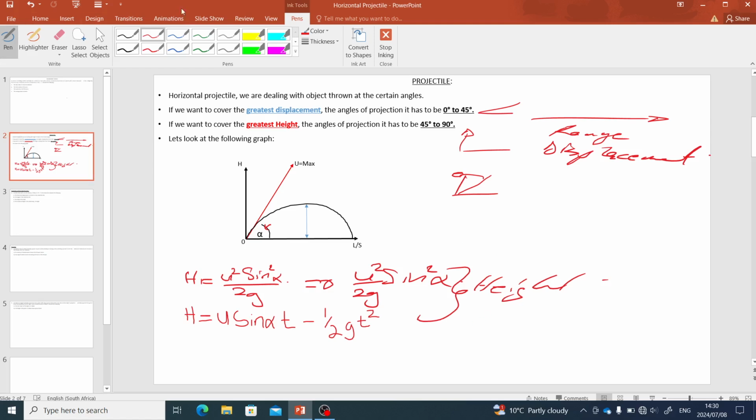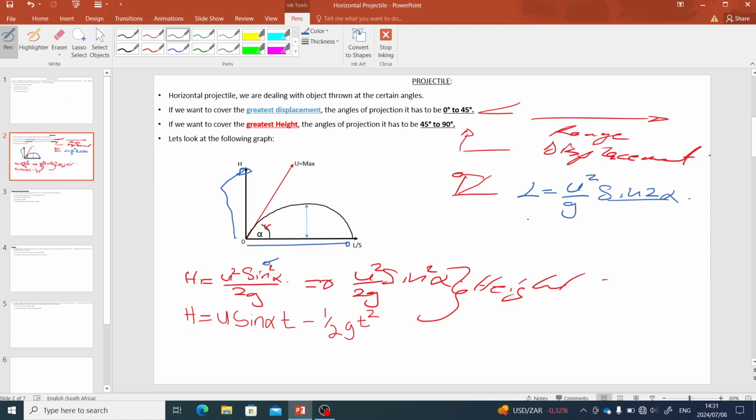Now let's look at the formulas for calculating the range. The range would be from here to there, the greatest displacement. The height is from here to there, up there. Now the formula for calculating the range would be L, denoted as range, equals u squared over g multiplied by sine 2 alpha. These are your double angles, from your identities.